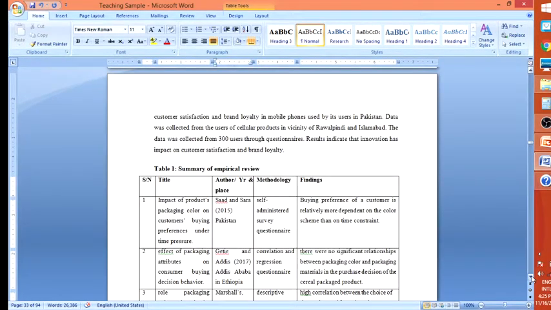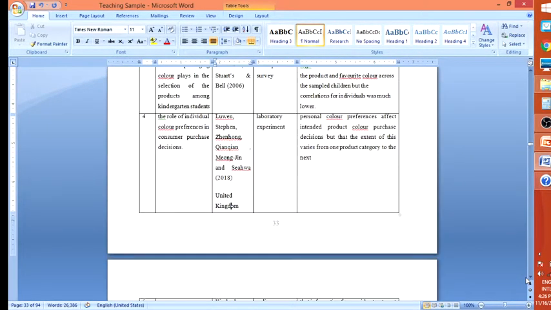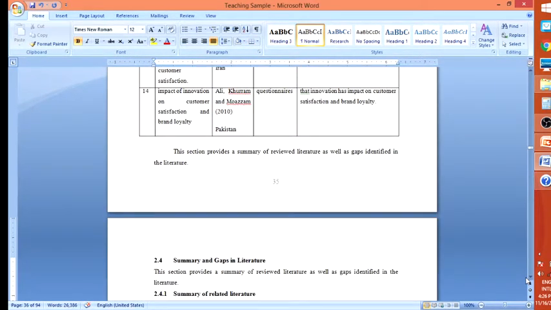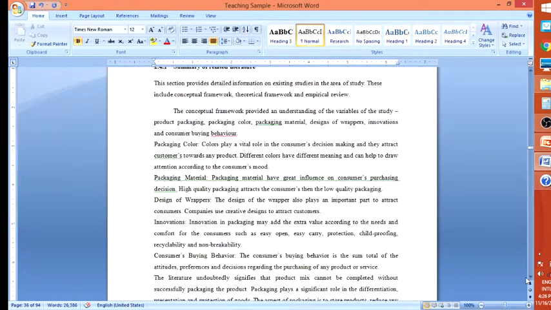After the empirical review, some of your supervisors might request a summary of empirical review. That's you just putting it in a tabular form: the title, the author's name and the year, the method adopted, and the findings. The same thing you've done in writing under the empirical review, you just put in a tabular form. Some supervisors might request that, some might not. So it's just for you to do the empirical review first. Then, if the supervisors make a demand for the summary in a tabular form, then you know you have to do that one.